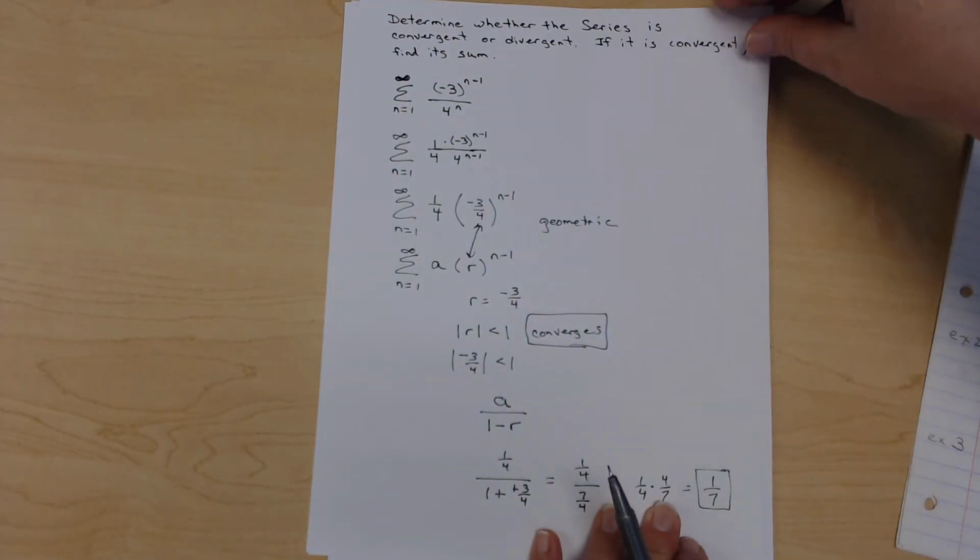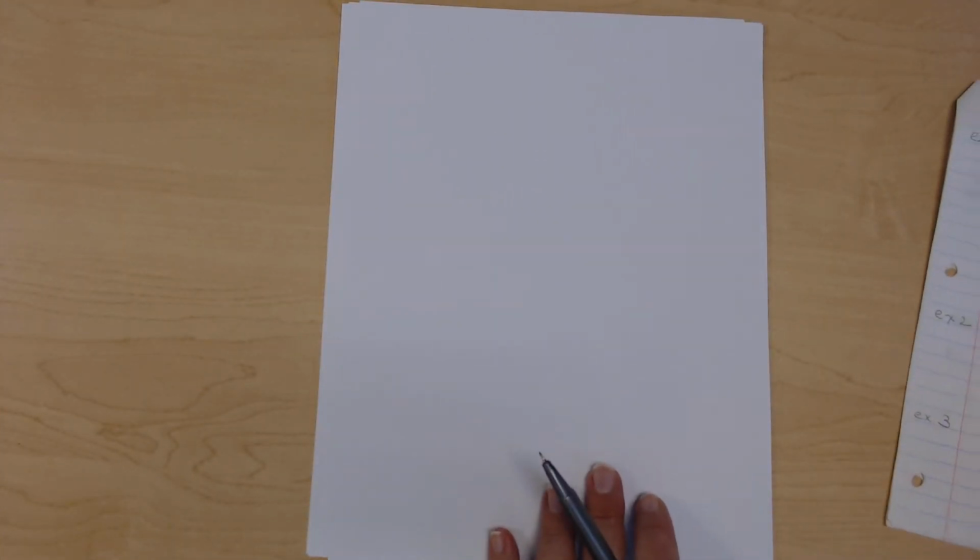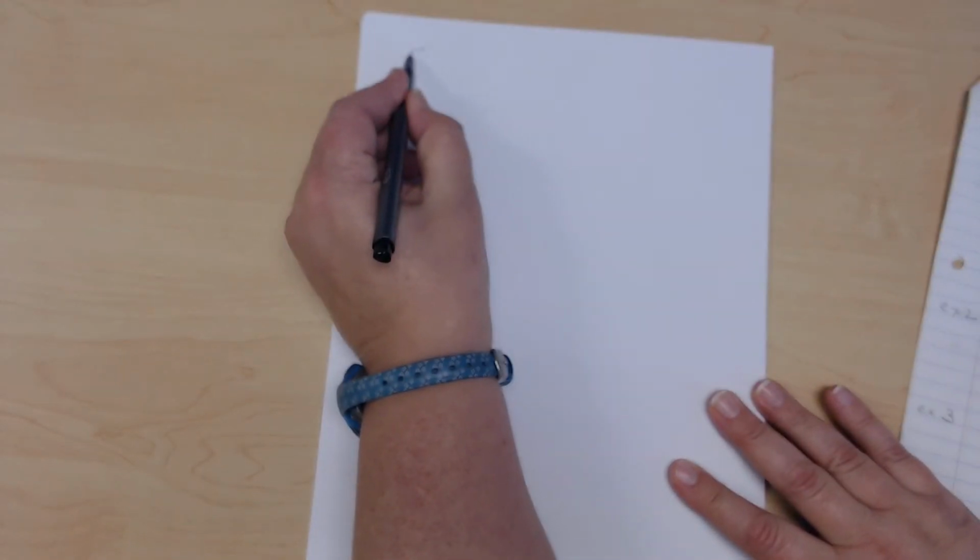Okay, let's try another one. Let me put that one over there. Okay, let's see. Let's try this one. How are we doing on time? Okay, let's do a few more.